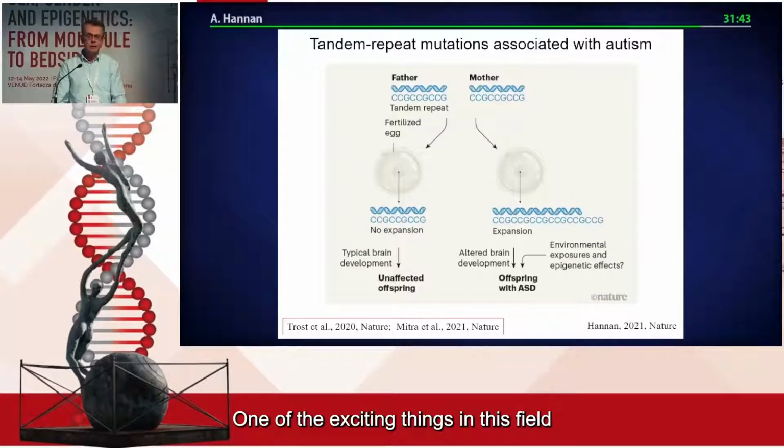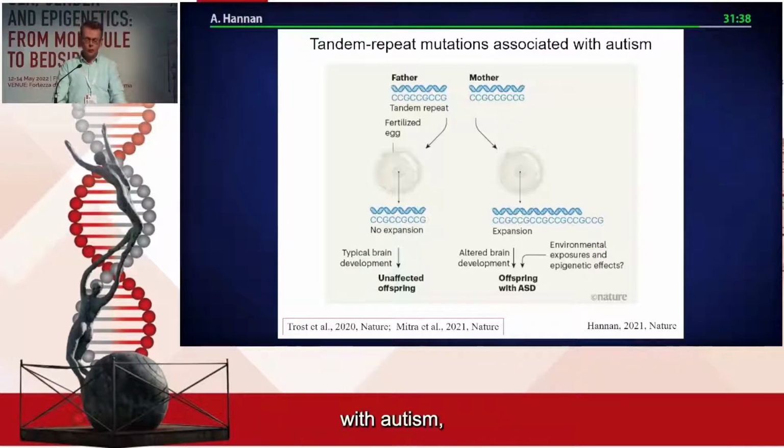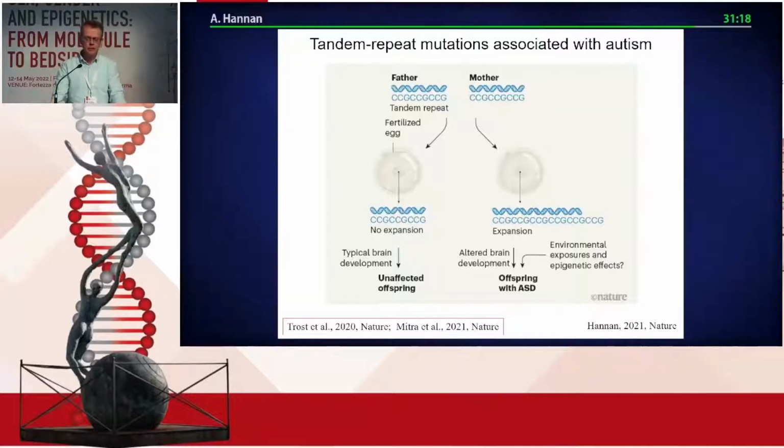One of the exciting things in this field, just in the last couple of years, is using whole genome sequencing with autism, including trios, so as to pick up de novo mutations. It's very clear that there are many different tandem repeats that, when mutated, can give rise to autism with different levels of penetrance, obviously still with environmental factors and epigenetics at play, but this has really exposed this field. And I'd suggest that you keep an eye on schizophrenia and other complex disorders. There are tandem repeat association studies in the pipeline, and I would view this potentially as the tip of the iceberg.